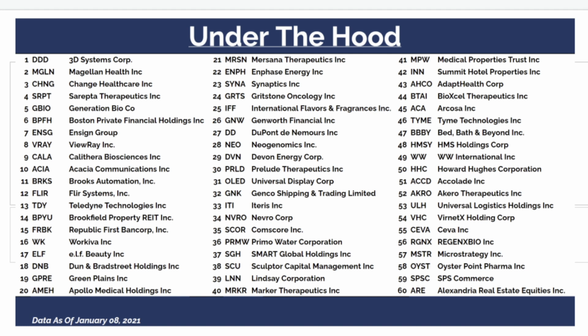So what is the Under the Hood report? It comes out every two weeks, on Mondays. And this is a list of stocks that are showing an unusual increase in investor interest. Could be insider buying, unusual options activity, huge volume days, social media mentions, whatever it is, for whatever reason, there are now more people interested in this name than they were before, all of a sudden.